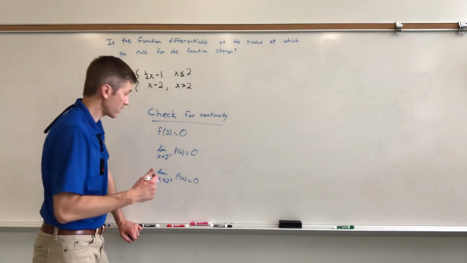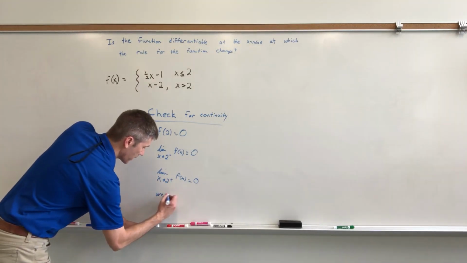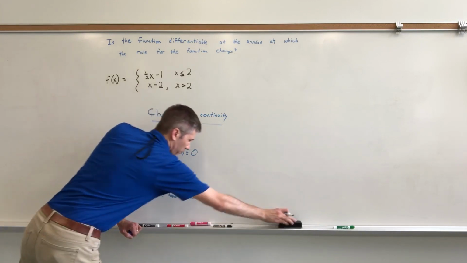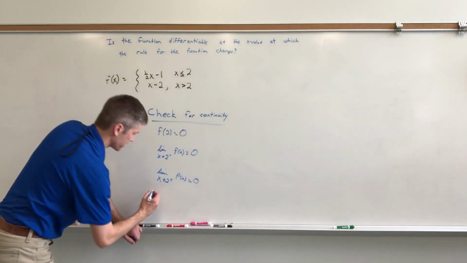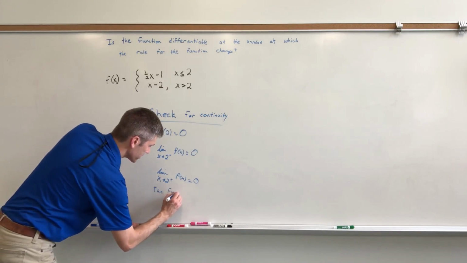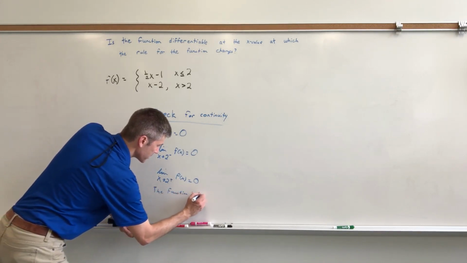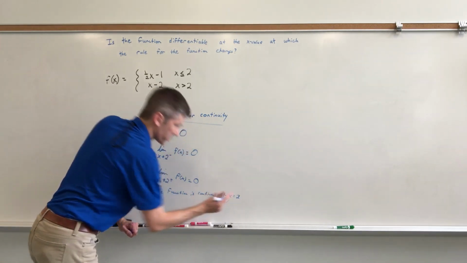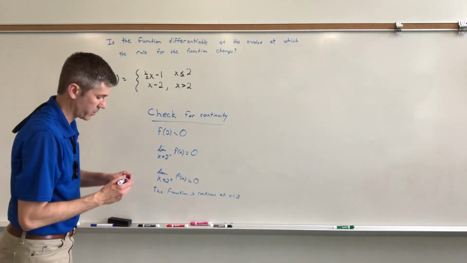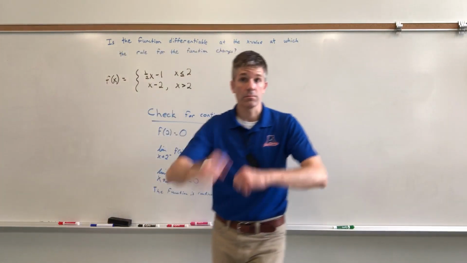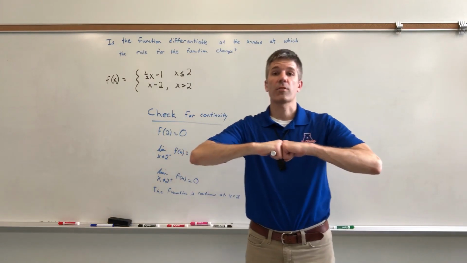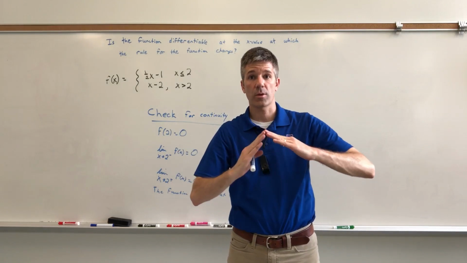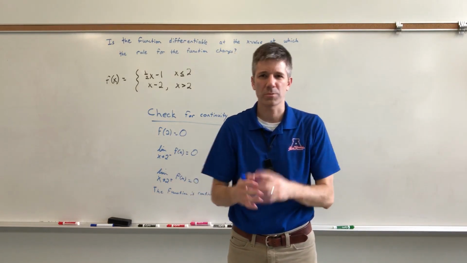So we have continuity. I'm going to put the function is continuous. Well, it's continuous everywhere, but it's continuous at x equals 2, which was the x value in question. Now that we have continuity, we're going to check for differentiability. So we have this, but do we have this? Do we have one of these situations where it's bent and we don't know the slope at a specific point?